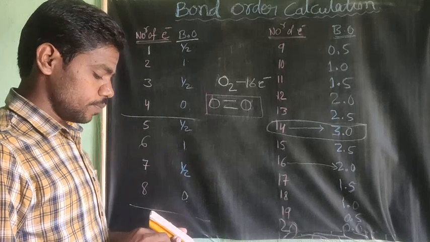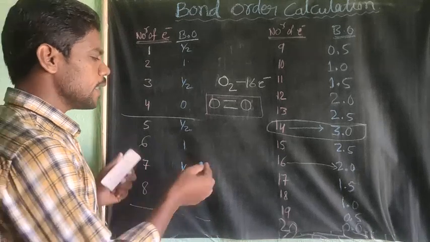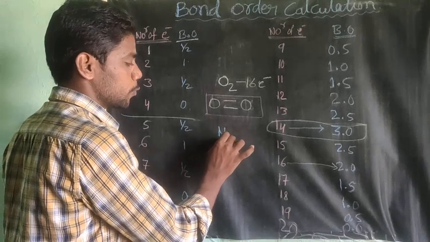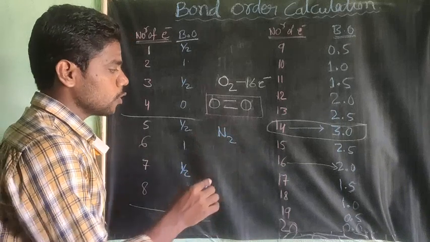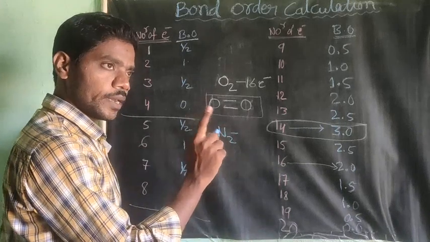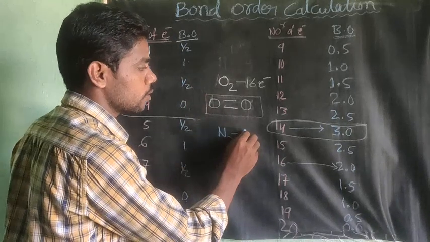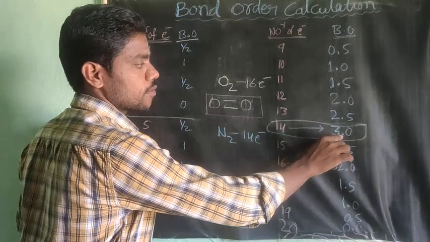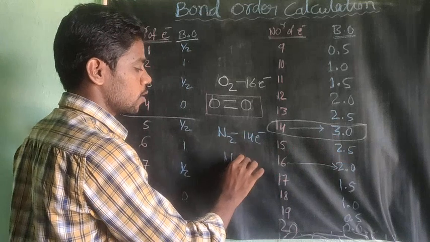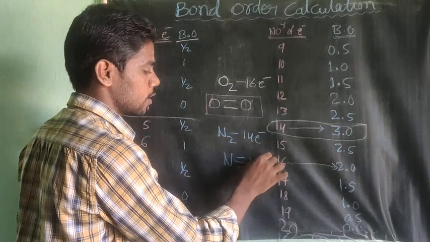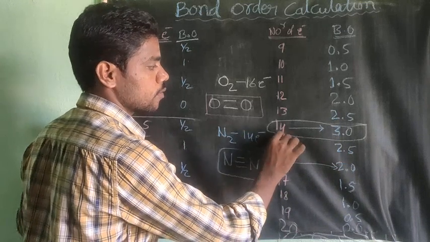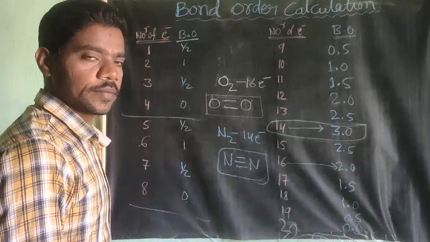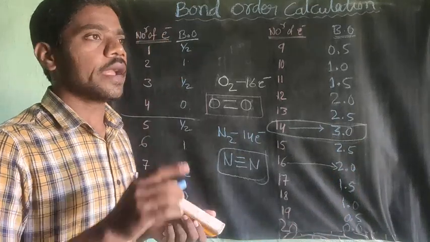Next, I'll take another example, N2, nitrogen. One nitrogen has 7, so 2 nitrogens have 14 electrons. With 14 electrons, you go to 14, and the bond order is 3. Therefore, nitrogen binds by 3 bonds. Very easy, right?